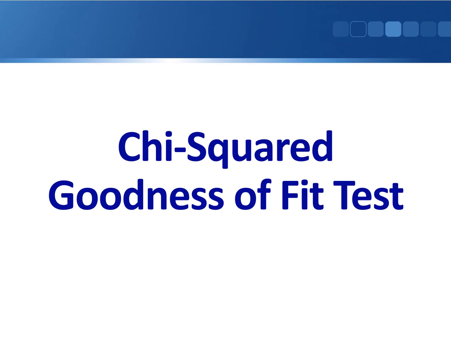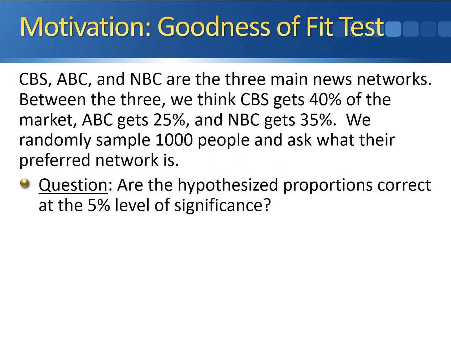This video is going to show you how to perform a chi-squared goodness of fit test. Consider this example. CBS, ABC, and NBC are the three main news networks. Between the three, we think CBS gets 40% of the market, ABC gets 25%, and NBC gets 35%. We randomly sample 1,000 people and ask what their preferred network is. We want to know, are the hypothesized proportions correct at the 5% level of significance?